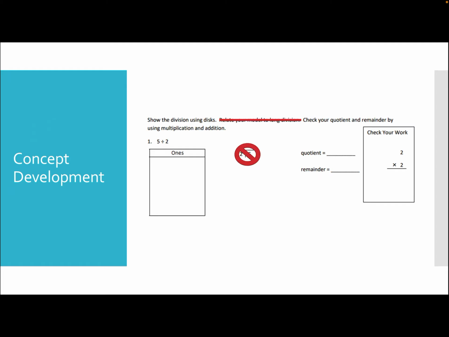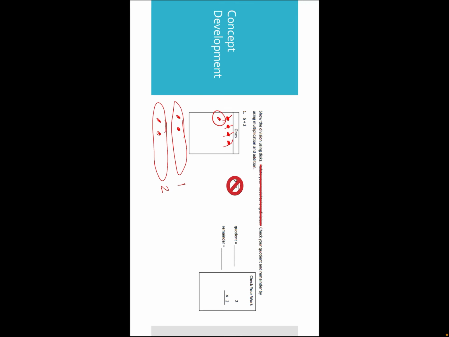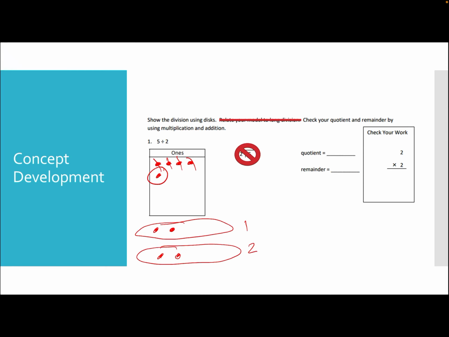What we are going to do is solve 5 divided by 2. And we are going to start with putting our 5 ones in our place value chart. Then we are going to create 2 groups and label them 1, 2. And we are going to take these 5 ones and divide them as equally as we can between these 2 groups. Okay, and we have 1 left over. Now I can't put that 1 in either of our groups because if I do, it'll make the groups uneven. So that means we have a remainder of 1.